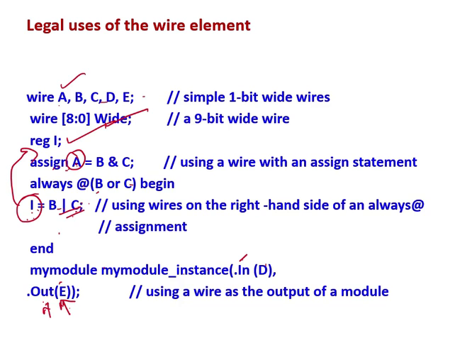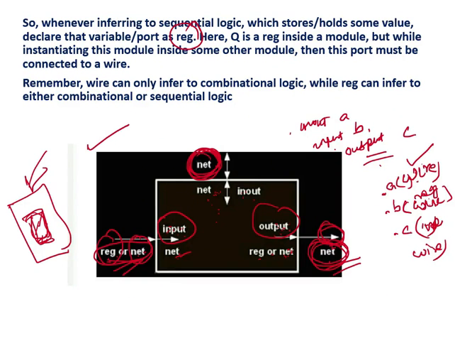So this E has to be a wire, but this D can be a wire or it can be a reg. So D here we have declared wire, and here E is declared wire. If you remember, this input is connected to either a reg during module instantiation, or it can be connected to a net, meaning wire. But your output, when it is instantiated, is always connected to a net type. It is always connected to a wire type, else it will show you an error. Okay, that you need to remember.